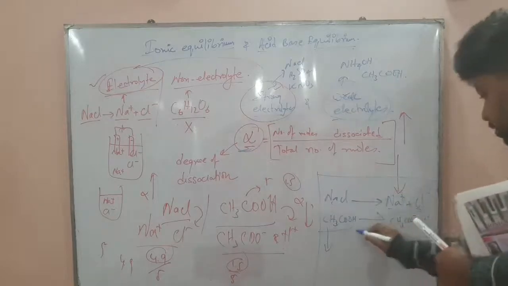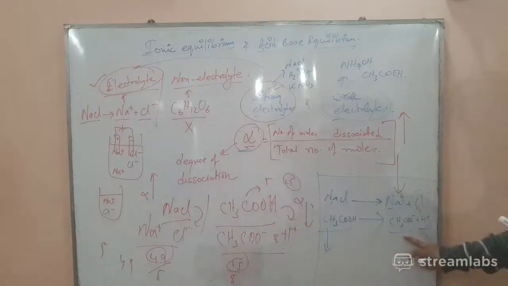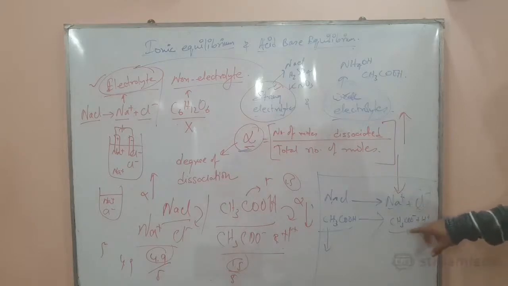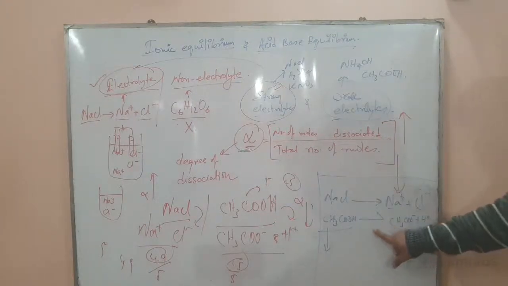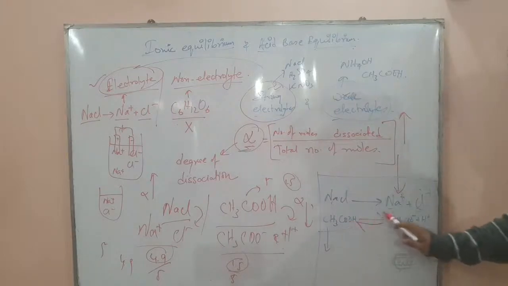Now, CH3COOH breaks down to CH3COO minus and H plus. These are not very stable, so they tend to join back. This is the reason why the degree of dissociation is low: because of the lower stability of their ions, they tend to form CH3COOH again. This is the reason why you should give a double arrow.